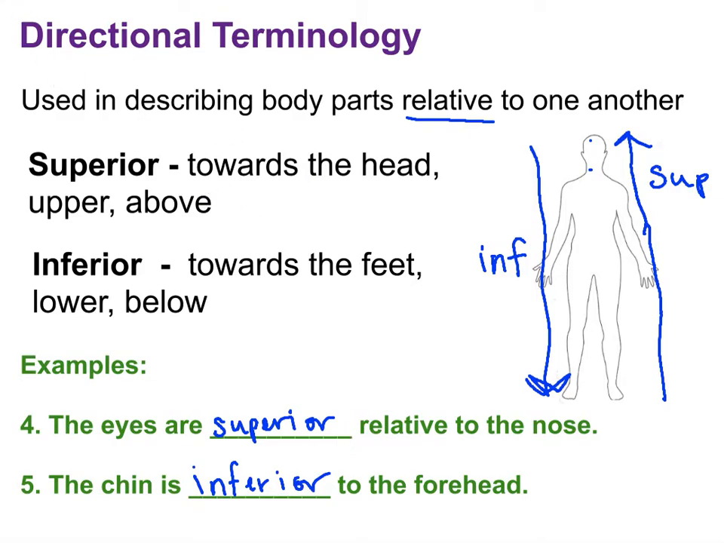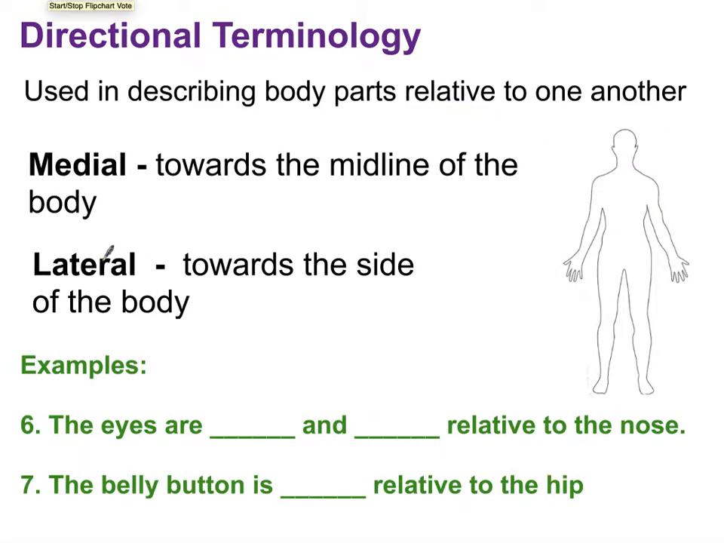Let's see what our next set is. Okay, our next set is medial and lateral. Medial, as some of you might have guessed, has to do with being towards the midline of the body. So what that means is that if I were to take a marker and just draw, I'm going to do this as best I can on my little pad here. Oh, that's not bad. There is the midline of this person, right? So anytime we have something that is medial, that means it's going towards the midline of the body.